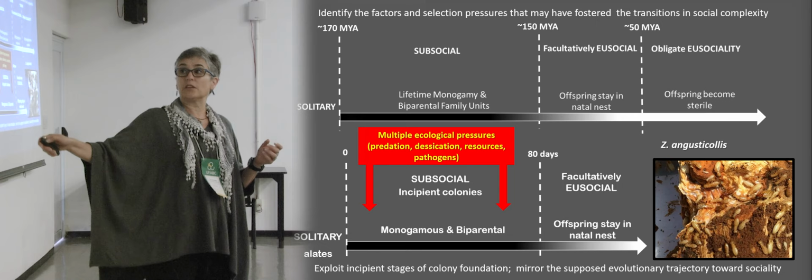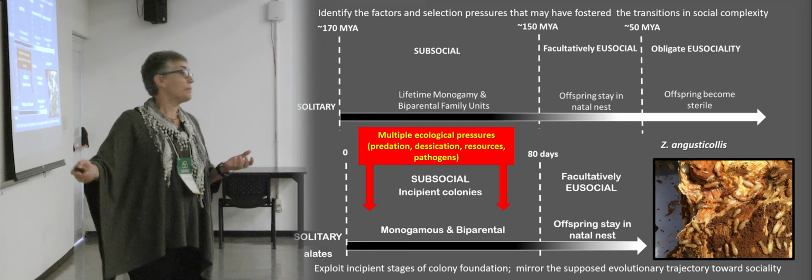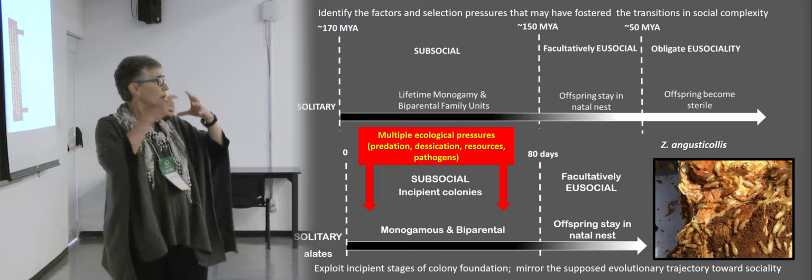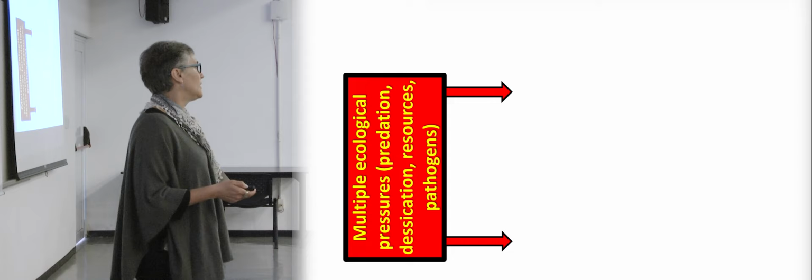In the obligate stage you already have sterile castes, whereas in the facultative stage the offspring stay at home and help mother and father, the king and the queen, to produce more offspring, but they retain the ability to reproduce themselves. The idea is that there's a whole group of ecological factors, including pathogens, but not only pathogens. You have desiccation, predation, and finding wood. The wood is distributed randomly, and not necessarily evenly.